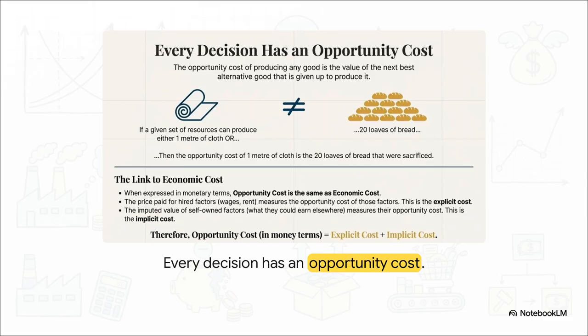At the core of this is opportunity cost. Imagine your factory has resources that could be used to make either cloth or bread. The opportunity cost of producing just 1 meter of cloth is exactly the 20 loaves of bread you had to sacrifice to do it. You simply can't do both with the same resources. In financial terms, this opportunity cost is the exact same thing as the total economic cost we just looked at.